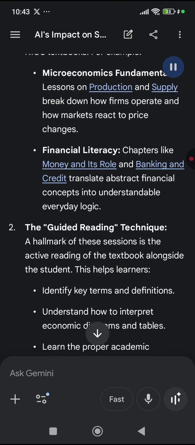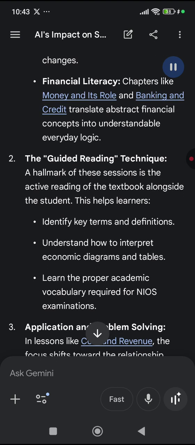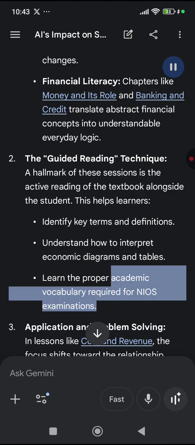logic. 2. The guided reading technique. A hallmark of these sessions is the active reading of the textbook alongside the student. This helps learners identify key terms and definitions, understand how to interpret economic diagrams and tables, and learn the proper academic vocabulary required for NIOS examinations.